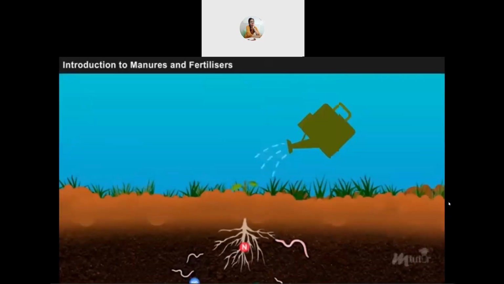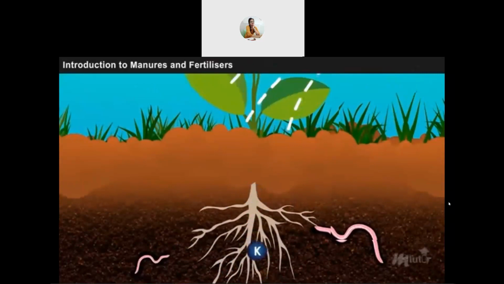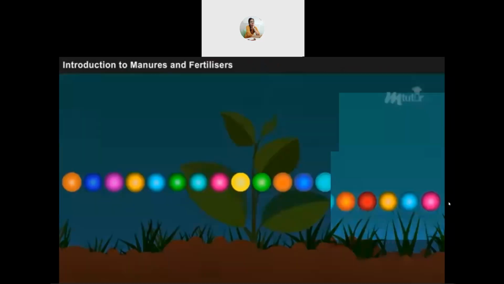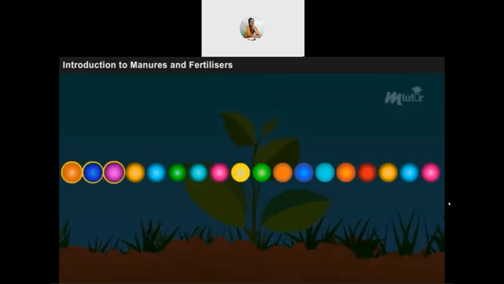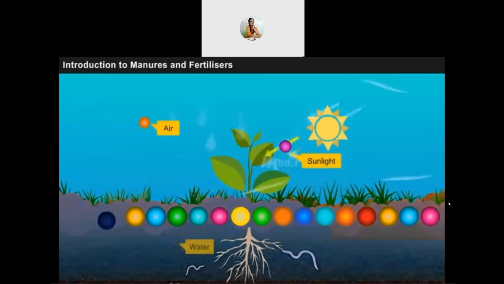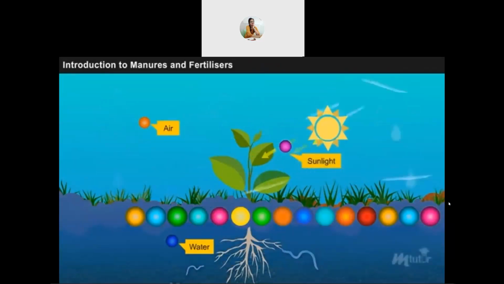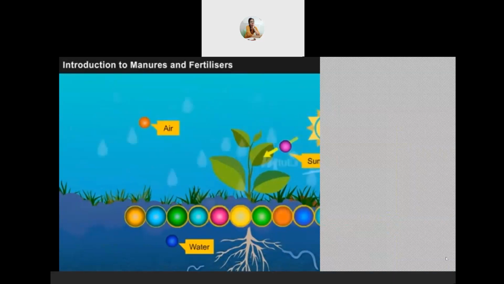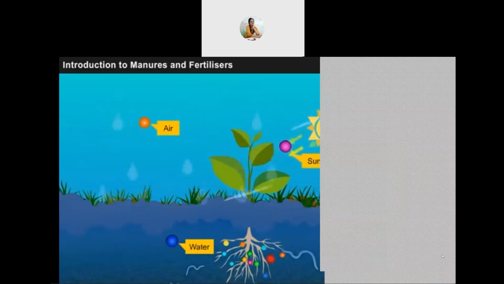It is a fact that a plant species requires around 18 essential elements for its growth. Out of the 18 elements, only 3 elements that are obtained from sunlight, air, and water are readily available to the plants. Then, what about the remaining 15? Have any idea? Yes, the plants entirely depend on the soil for the remaining 15 elements that are minerals.